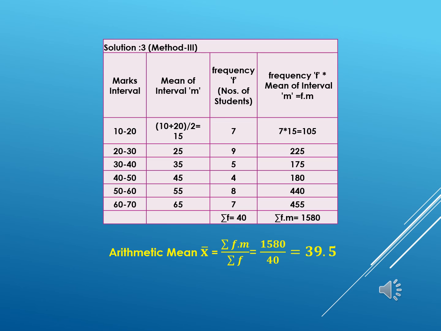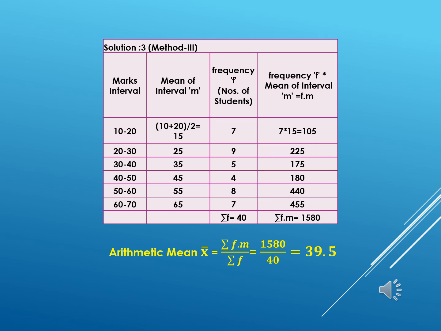Arrange the data of the example number 3 in 4 numbers of column. Column number 1 for marks interval, column number 2 for mean of interval m, column number 3 for frequency f, that is numbers of student, and column number 4 frequency f multiplied by the mean of interval, that is f into m. In first column, write down the marks interval 10 to 20, second 20 to 30, third data is 30 to 40, then 40 to 50, 50 to 60, 60 to 70.